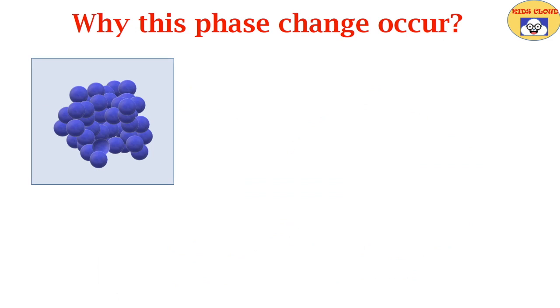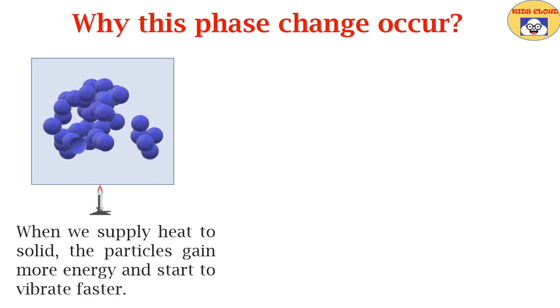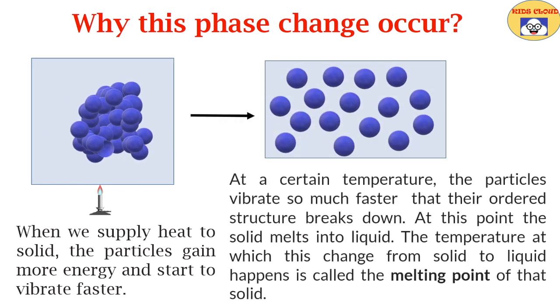It is very interesting to know why these phase changes occur in matter. When we supply heat to a solid, the particles gain more energy and start to vibrate faster. At a certain temperature, the particles vibrate so much faster that their ordered structure breaks down. At this point, the solid melts into liquid. The temperature at which this change from solid to liquid happens is called the melting point of that solid.